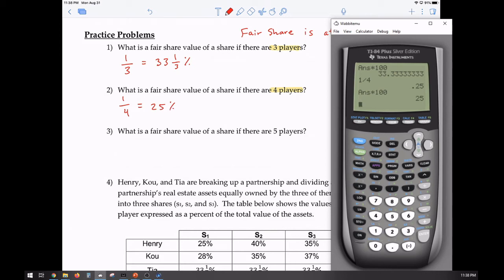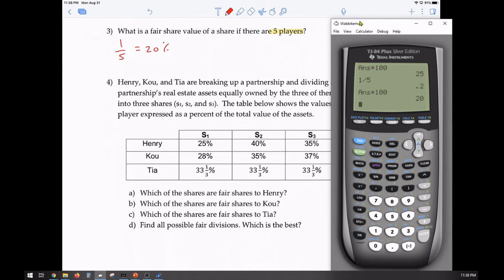So if a player receives at least 25% in their opinion, if there's four players, then that means they received a fair share. And then finally, with five players, that's 1/5. Right, so if a player receives at least 1/5 in their opinion, then they received a fair share. And 1/5 is the same as 20%. And we can confirm that by doing 1 divided by 5 and then multiplying by 100 to change it to a percentage. So that's equal to 20%. So at least 20%.